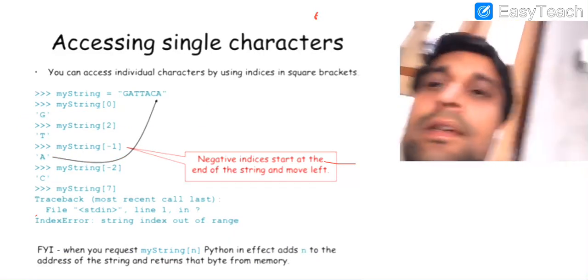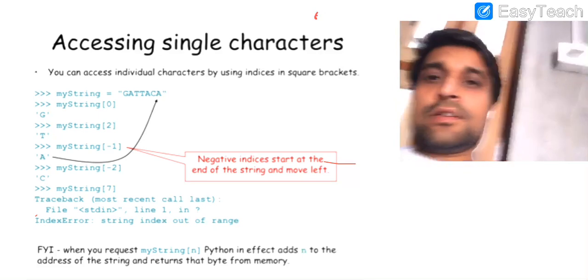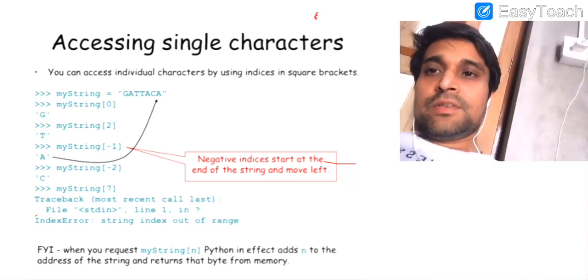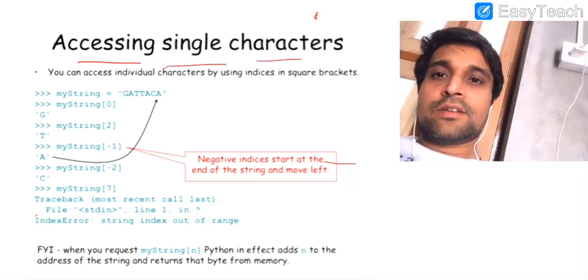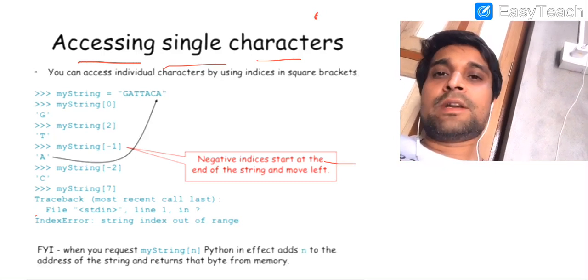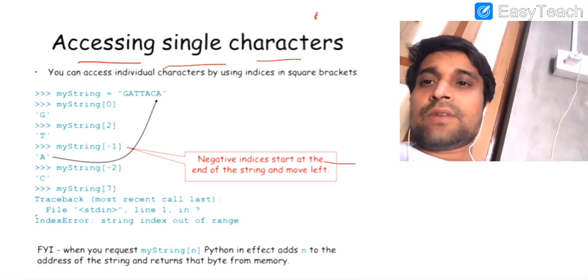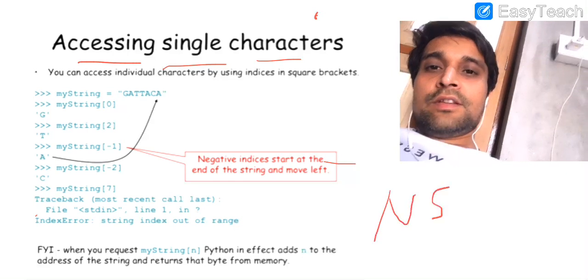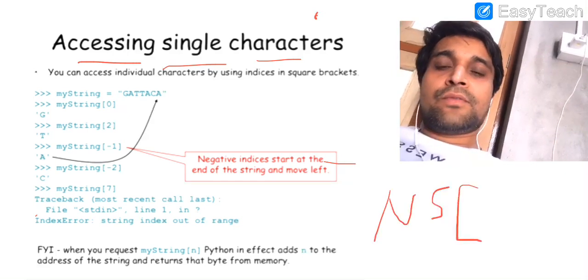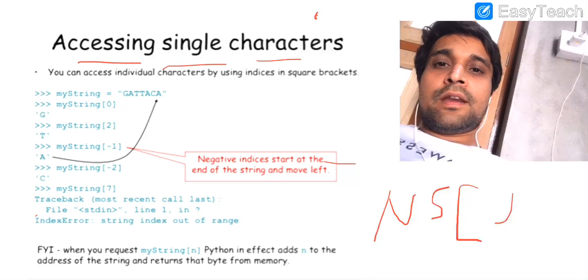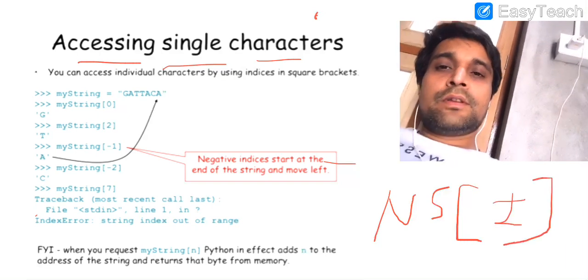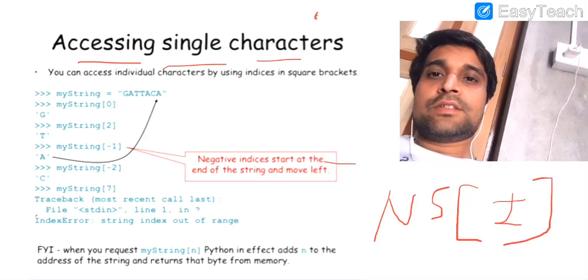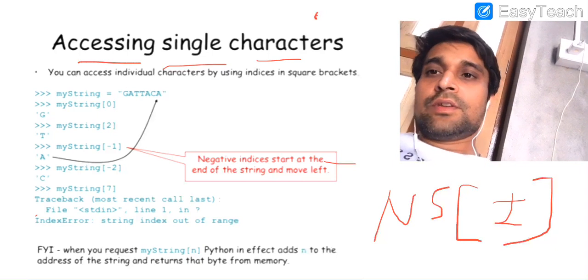Now how can we access individual or single characters available in the string? If we have a string with a number of characters and we want to access the value at a particular index, then what do we need to do? We need to specify the name of the string, and thereafter in square brackets we specify the index, and then we close the square bracket. That's how we can access individual elements of the string.